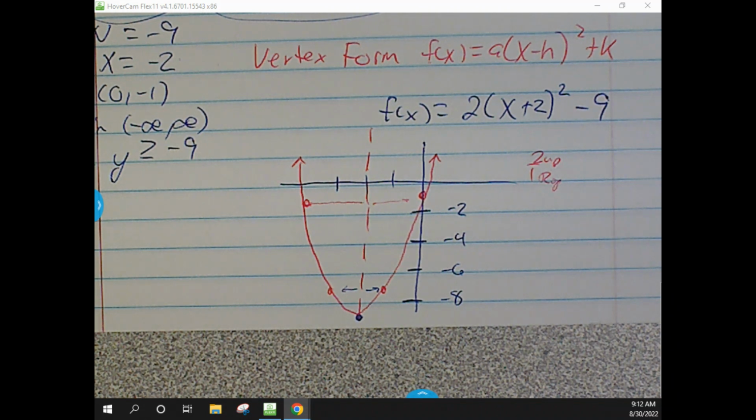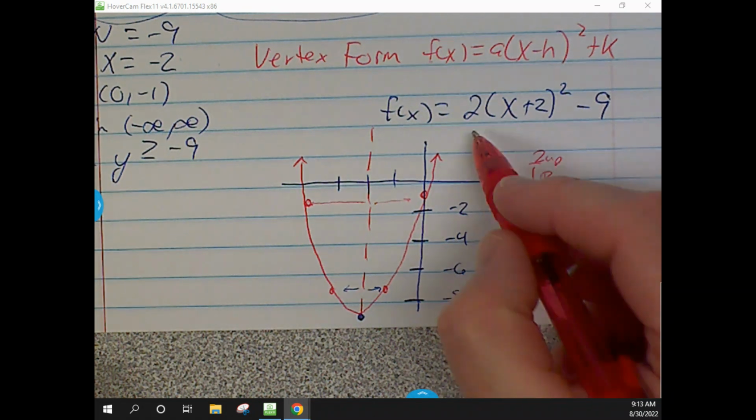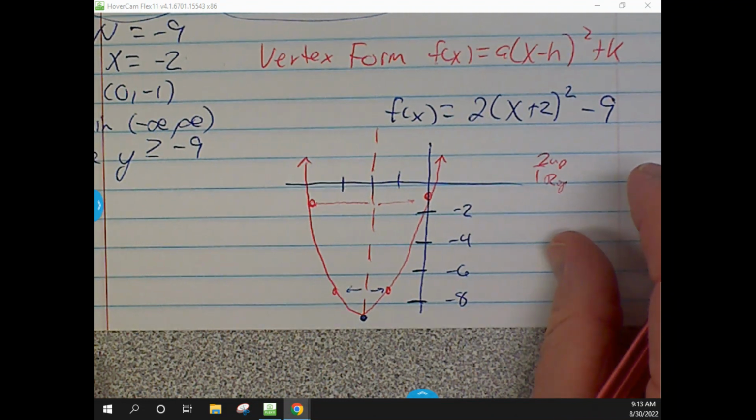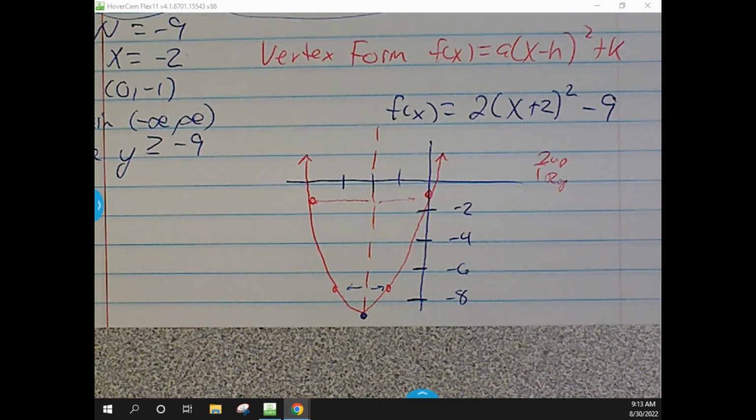All right. Everybody all right with that? Question? I'm confused. Why do we go up 2 over 1? We said that with the a value, because the a value is 2, as long as the a value is a whole number, we can kind of cheat just a little bit and treat that kind of like slope to get the next point there.